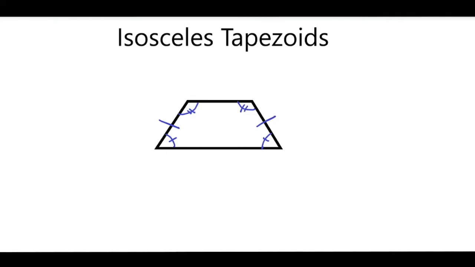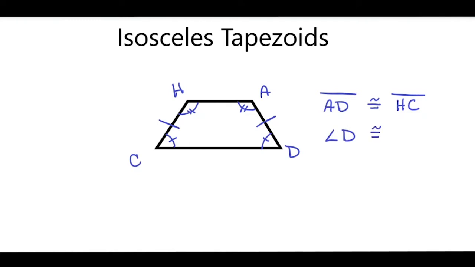So let's say that this is trapezoid CHAD. What line segment is congruent to line segment AD? Well, that would be line segment HC. And what angle is congruent to angle D? Well, that would be angle C. Notice that in a trapezoid there are two acute angles and there are two obtuse angles.